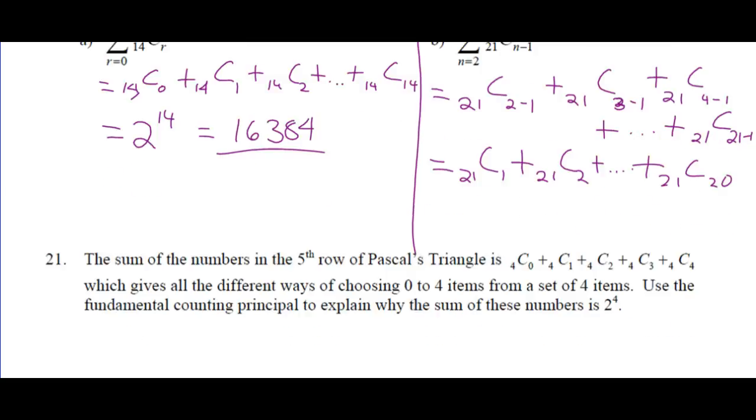Okay, what are we missing? We're missing 21 choose 21 and 21 choose 0, right? So what's the sum going to be? 2 to the 21 minus 2, right? Everybody know where those 2 came from? One of them is 21 choose 0, and the other one is 21 choose 21.